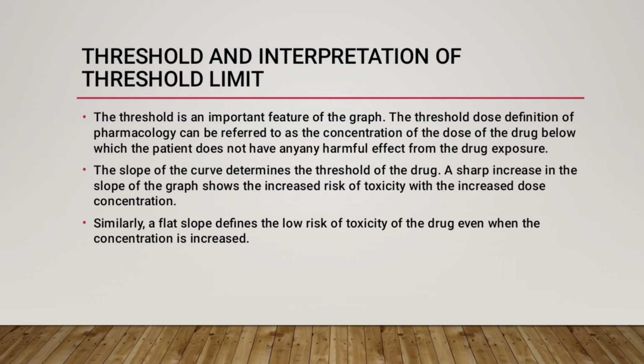Here we can speak about the threshold and the interpretation of the threshold limit. The threshold is an important feature of the graph. The threshold dose definition in pharmacology can be referred to as the concentration of the dose of the drug below which the patient does not have any harmful effect from the drug exposure. The slope of the curve determines the threshold of the drug. A sharp increase in the slope of the graph shows the increased risk of toxicity with the increased dose concentration. Similarly, a flat slope defines the low risk of toxicity of the drug even when the concentration is increased.